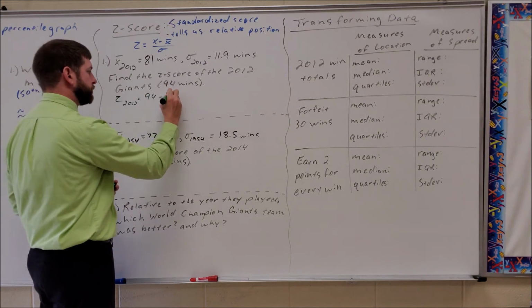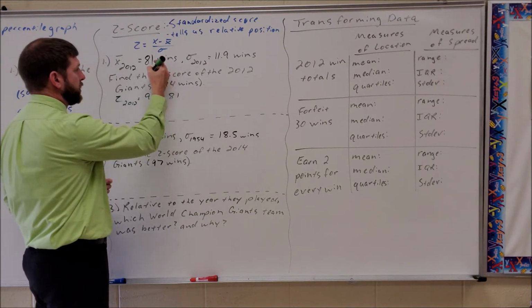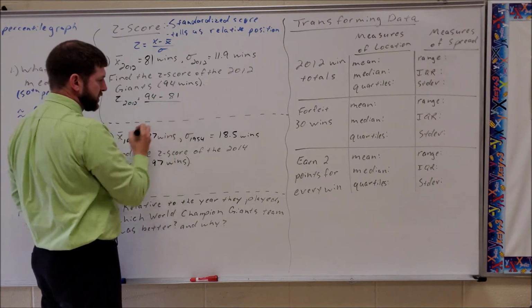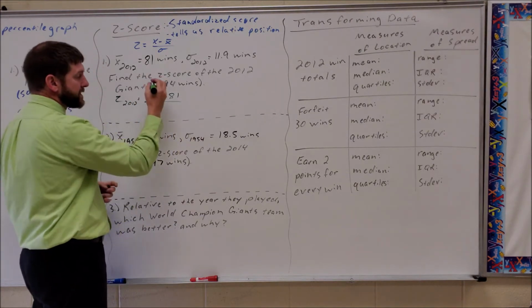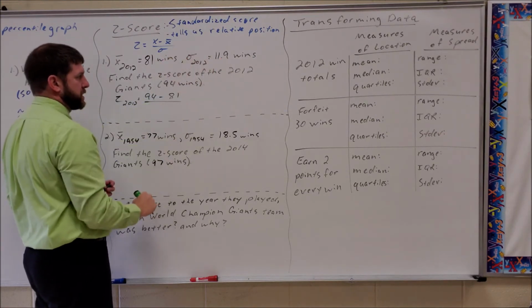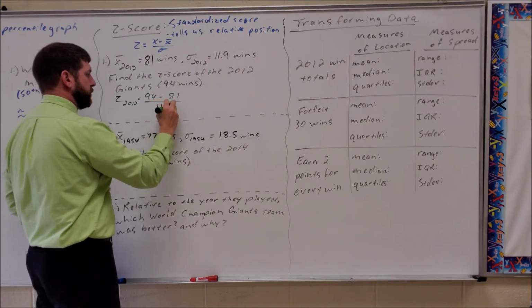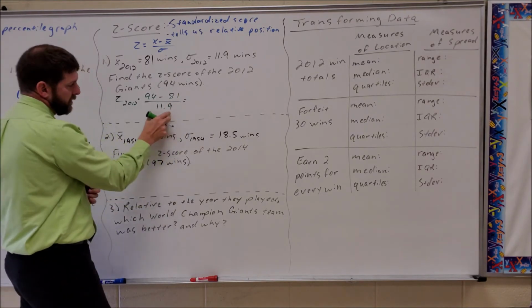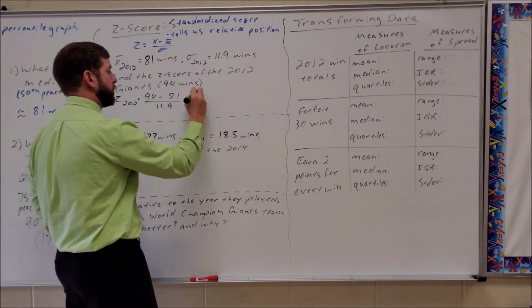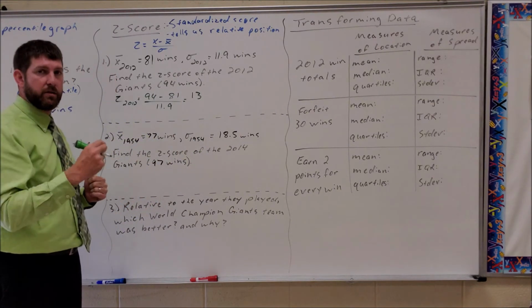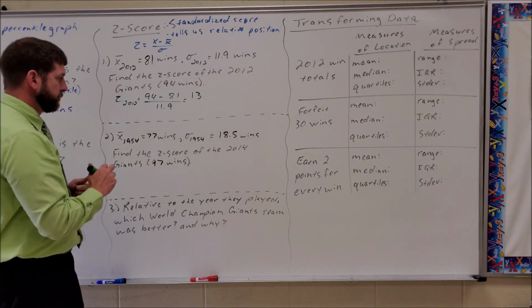So 81. So there were 81 wins for the league. There were 94 wins for the Giants that year. And then the standard deviation. So we have population information. That's why we're using sigma. So that's 11.9 wins. So we can look at the Giants from 2012 and we see that they were 13 wins better, right? So they had 13 wins above average.